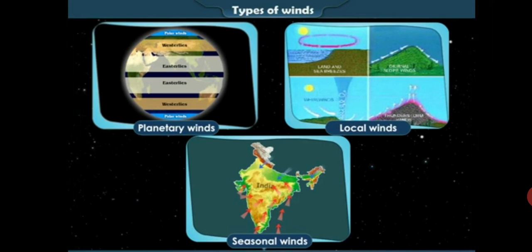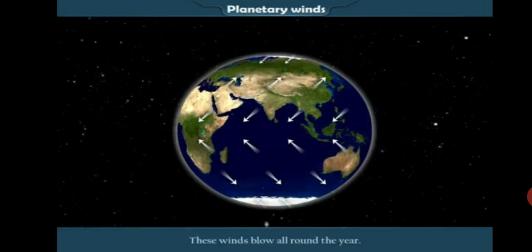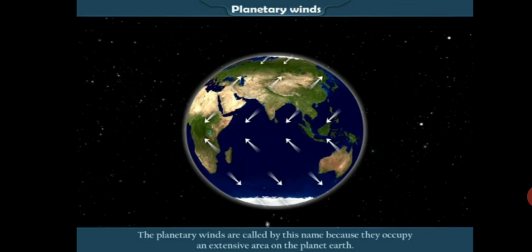The types of winds are planetary winds, local winds, and seasonal winds. So let us consider planetary winds first. Planetary winds. These winds blow all round the year. Alright, the planetary winds are called by this name because they occupy an extensive area on the planet Earth. You can see the arrows showing the planetary winds all over the planet Earth. They blow throughout the year and they cover an extensive area on the planet Earth. Hence, they are called as planetary winds.